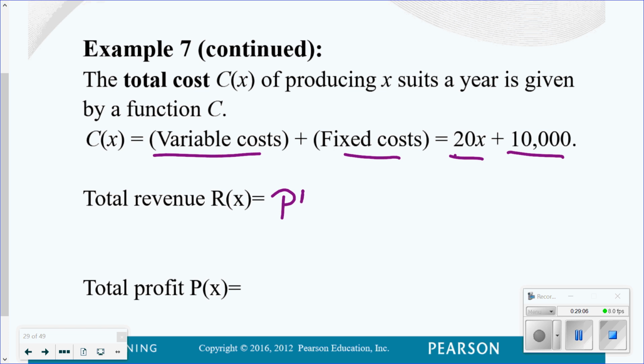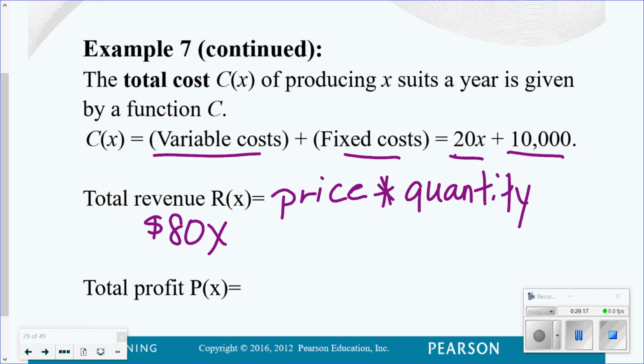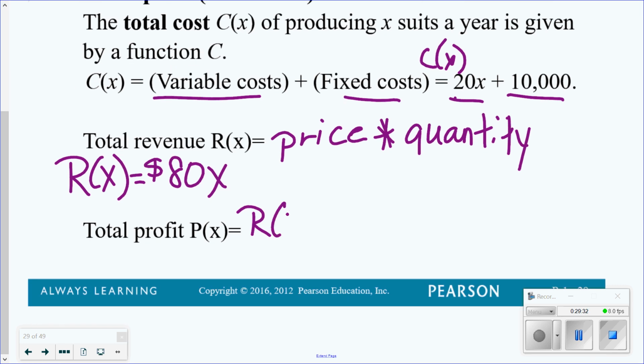Revenue is price times quantity. So in this case, the price was $80 and the quantity is x. So R of x is 80x, C of x is 20x plus 10,000. Profit is R of x minus C of x. Now, be careful when you're doing this. You have to make sure that you are distributing this negative if your cost function has more than one term.